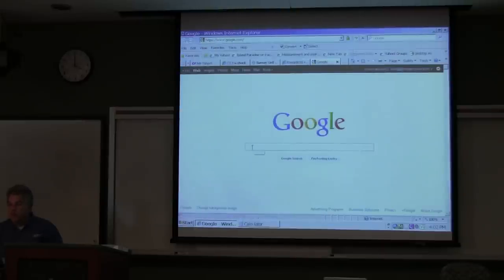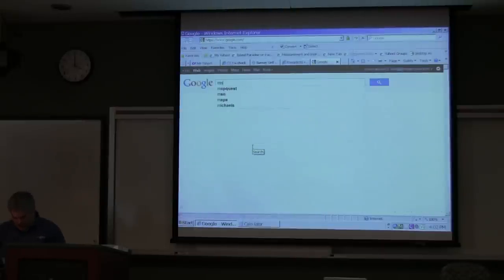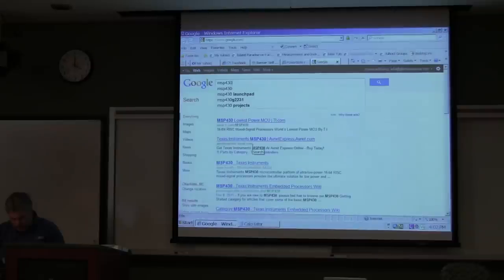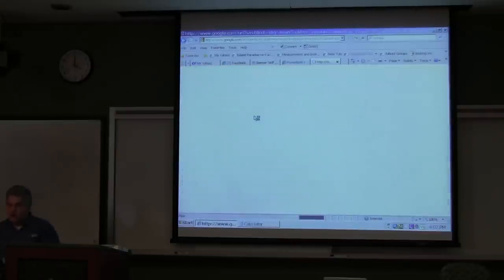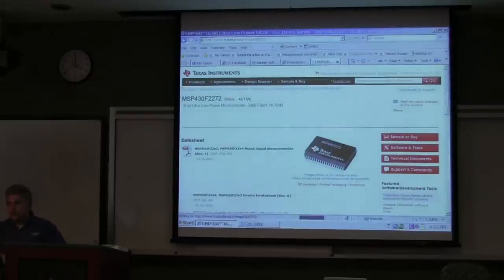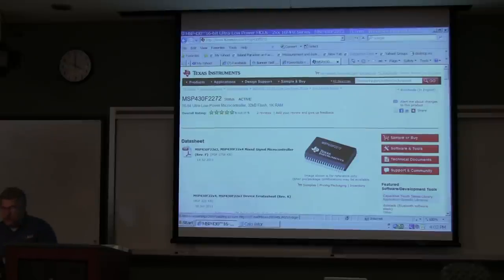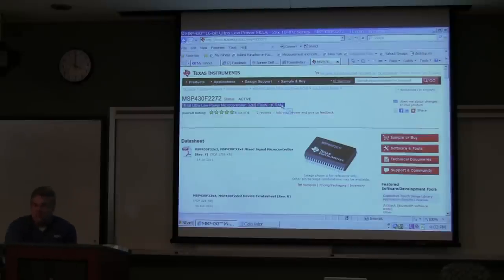So if we were to look at google.com, what did we say? We said MSP430 F2272, Texas Instruments. It'll tell you all about this specific chip in particular. Here it is. It has 32K of flash, 1K of RAM, 16-bit. 32K of flash. Is that a lot of programming space? Do you think you need a lot of programming space for this?